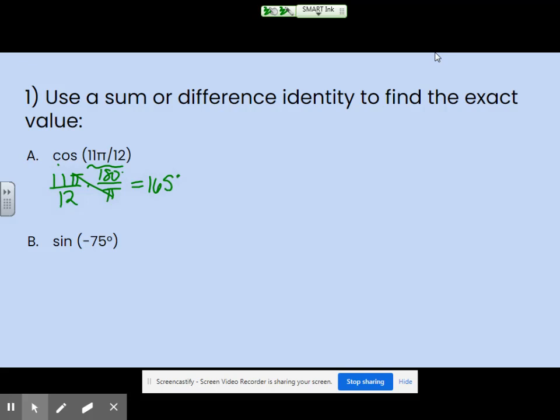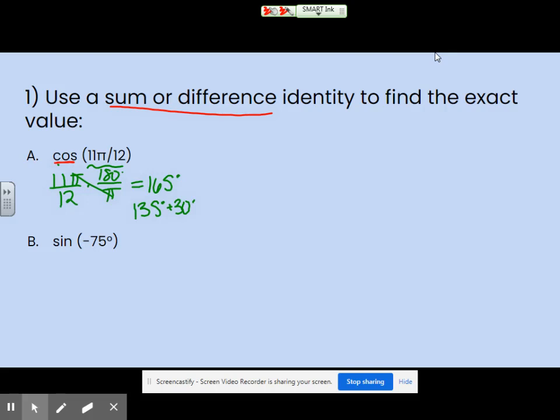From here, I get to decide what two angles am I going to add or subtract to get to 165 degrees. Personally, I said 135 and 30. I saw someone do 120 and 45. Anything is a-okay. Now, I get to look at what function I'm using. I see it's cosine, and I'm told very specifically to use sum and difference.